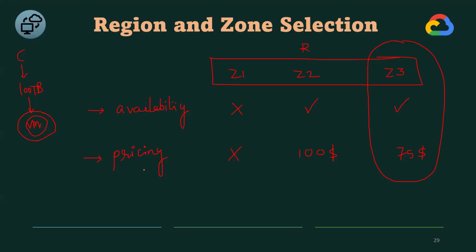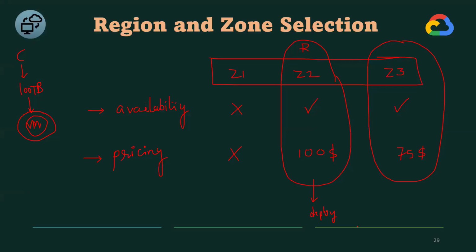Otherwise, what do you do, sir? If you don't understand the availability and pricing, what might you have done? You might have selected here, right? Yes or no? Because you come here, you select zone 1. Zone 1 is not available, so you go to zone 2. Yes, zone 2 is available, and you select the pricing. Okay, here you are going to deploy it. Now tell me, is it a cost-effective solution?